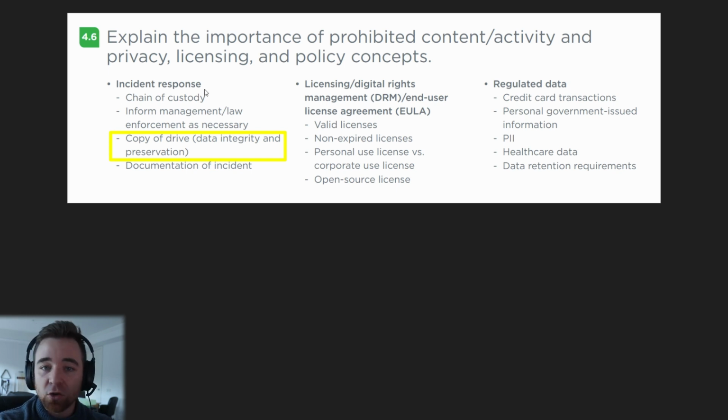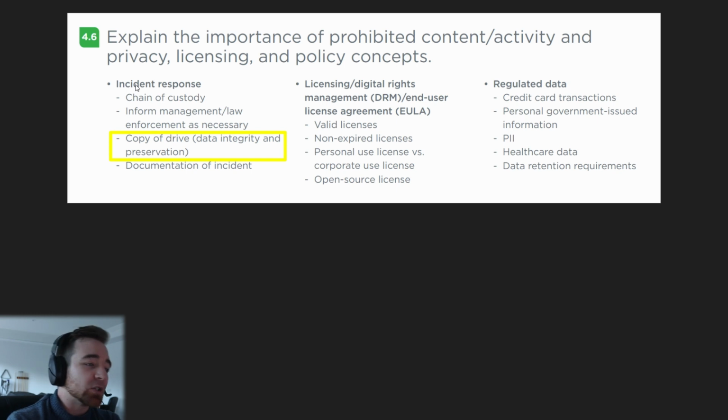So you have an incident that occurs. How do you respond to that? It's specifically referring to this sub-dot point, which is copy of drive, in brackets, data integrity and preservation. So you're going to want to say, what does it mean to make a copy of a drive? Why would you make a copy of a drive? How would you make a copy of a drive? What are the benefits of that? Basically, what is it? How do we do it? And why do we do it?